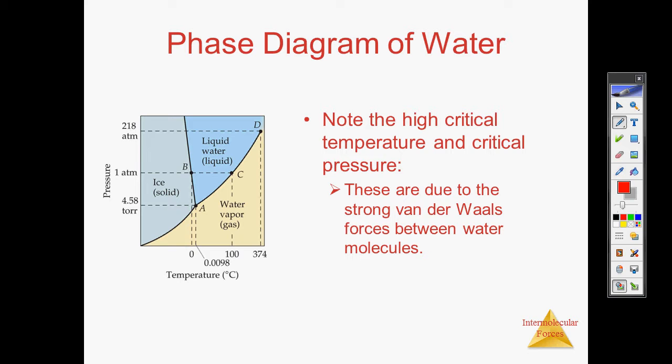So it's a little bit different graph. It shows you what's going to happen at D. What's D? The critical point. What happens above D? You can't distinguish between gas and liquid. So you notice it's kind of miscolored, like yellow and blue at that point.